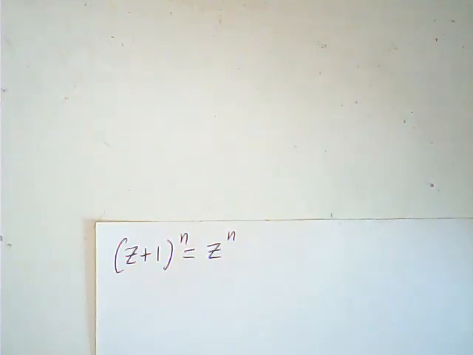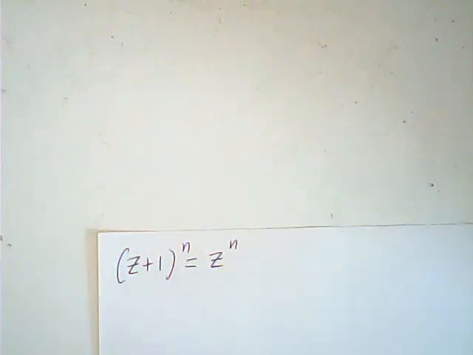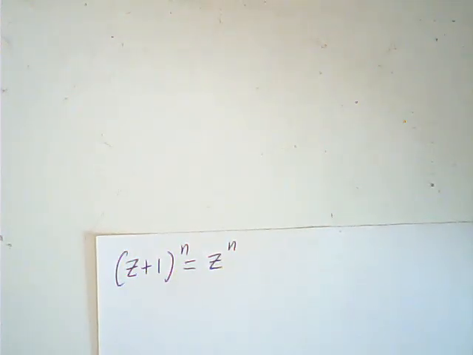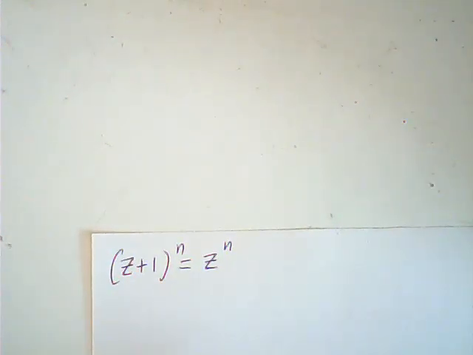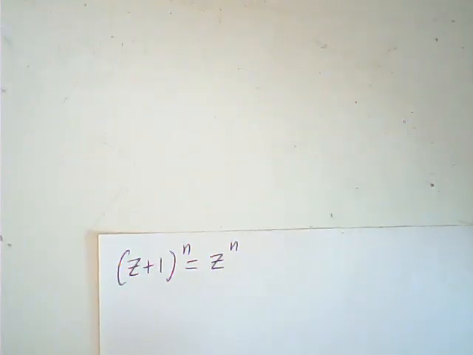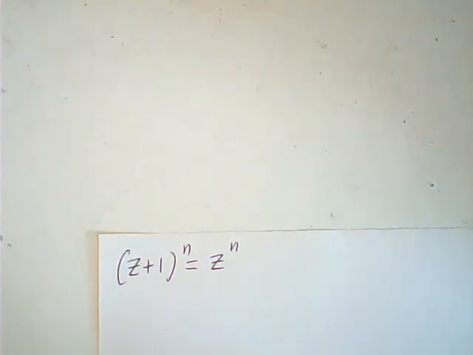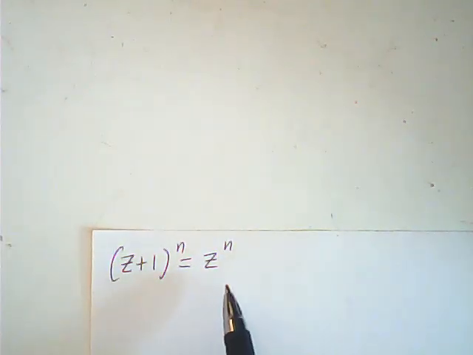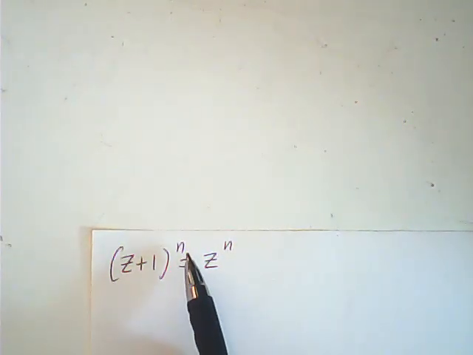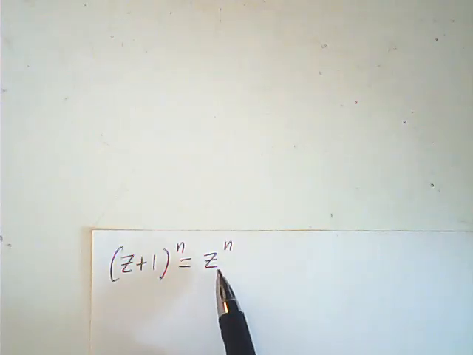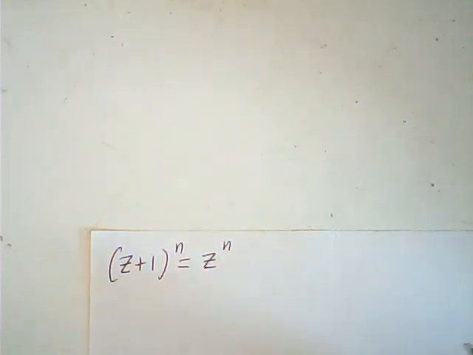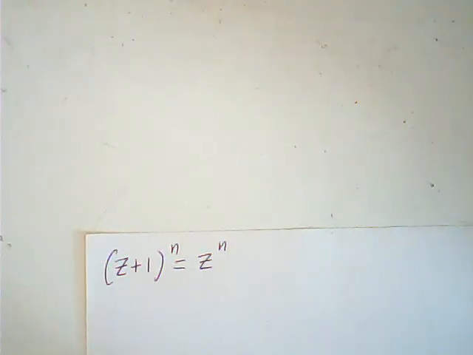Well, I saw this question on YouTube. I have two methods to do it. I think they're very, very good methods, so I would like to share them with you. Now, here is the question: (z + 1)^n = z^n. Here, z is a complex number, of course. n is a natural number, a positive integer.